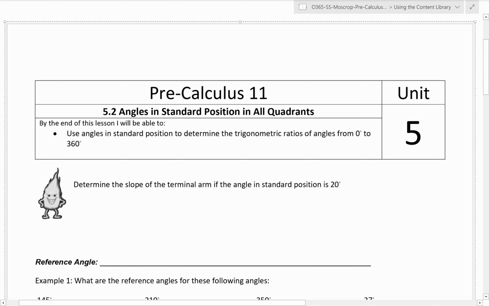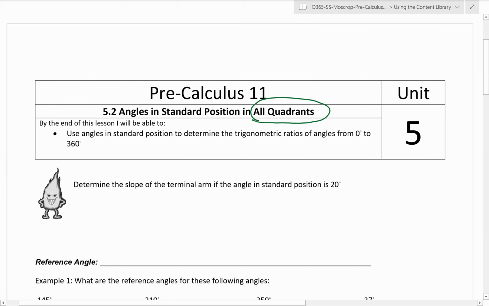Welcome back to the second lesson in Unit 5. We are going to continue with the angles in standard positions. However, today we're going to look at the angles in all four quadrants. Recall in 5.1, we were just looking at the angles in the first quadrant. Now we're going to look at all four quadrants. Well, the other three now, I guess. Recall this is quadrant 1, and then 2, 3, and 4. So that's what we'll be doing for this lesson.